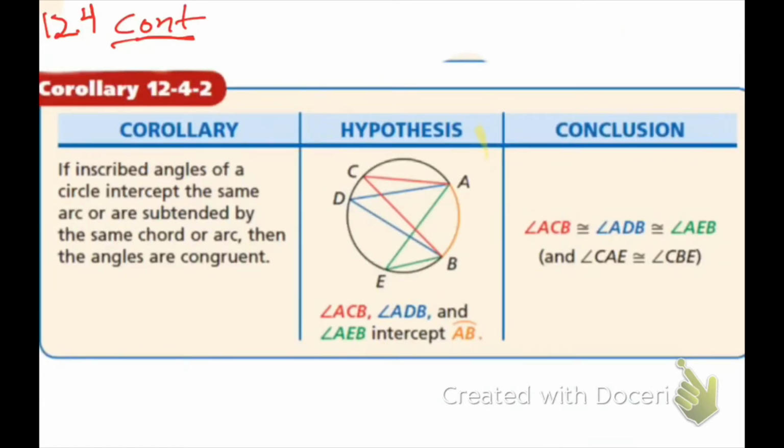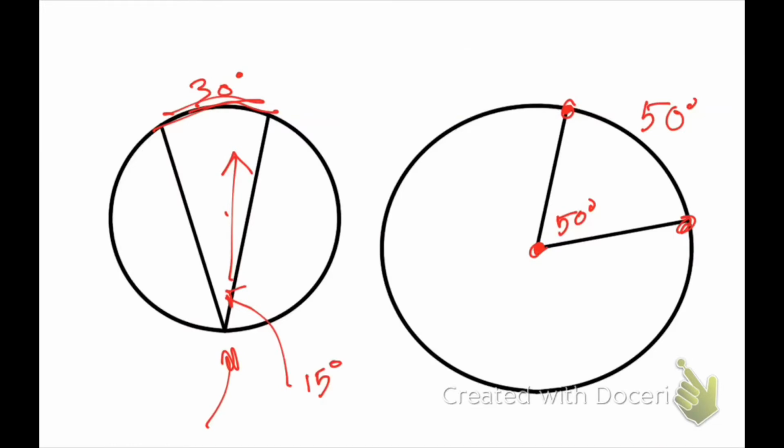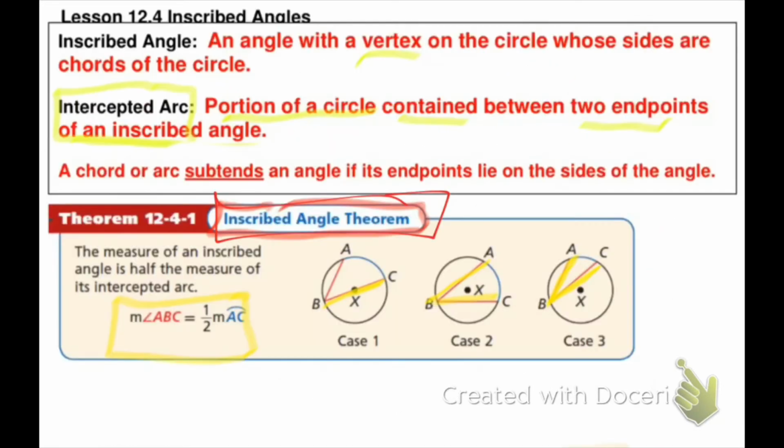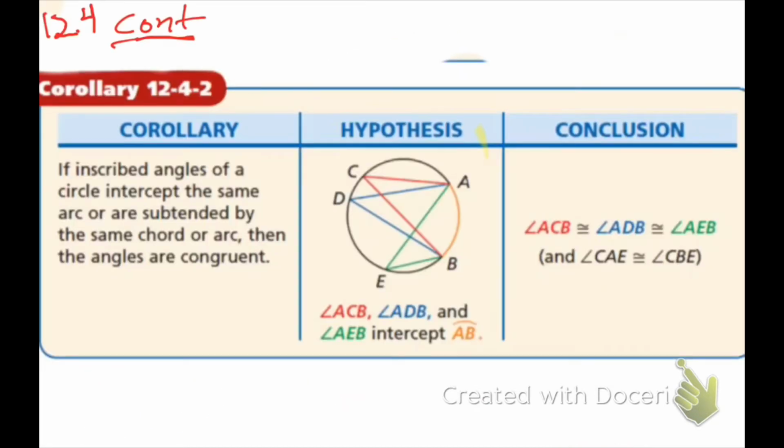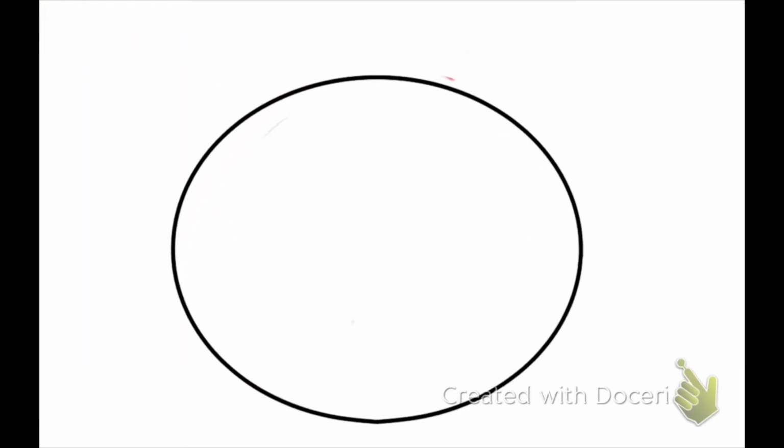Alright, so our next corollary. Remember, a corollary is the next logical step to our theorem, theorem 12.4.1. So corollary 12.4.2 states that if inscribed angles of a circle intercept the same arc or are subtended by the same chord or arc, then the angles are congruent. So what does this mean? Let's look at a simple example first.